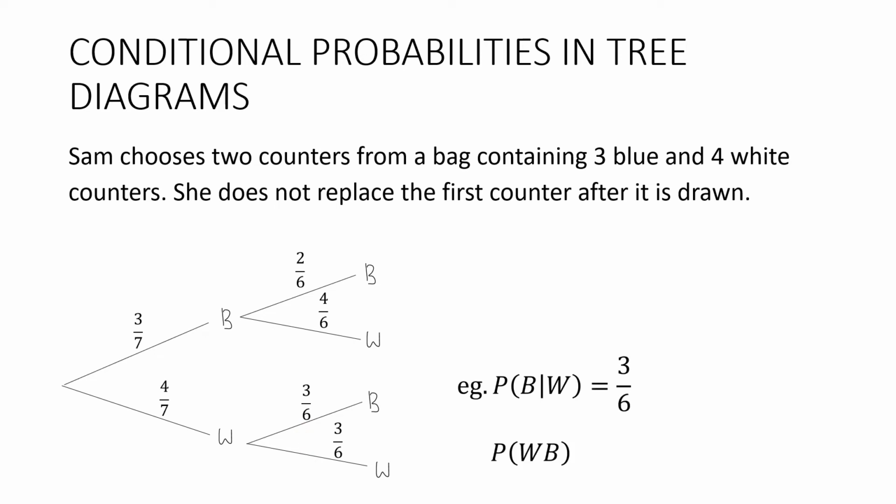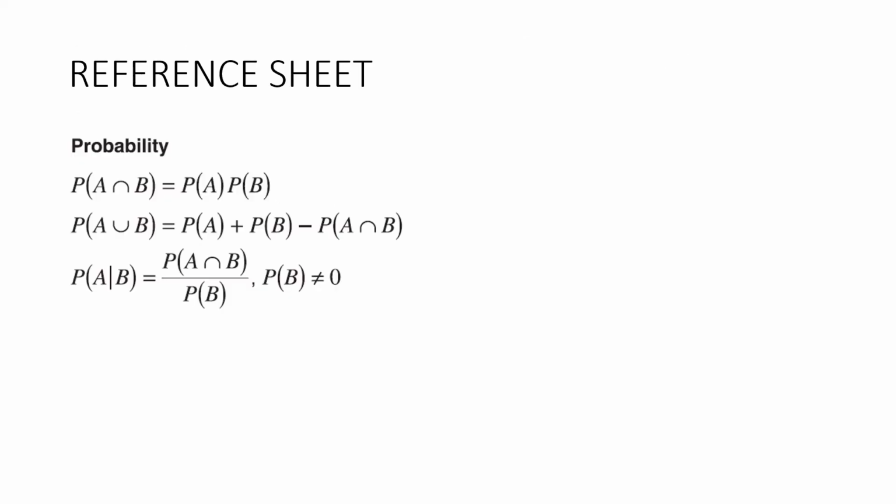Now it is different to the probability that she draws a white and then a blue, because in this case we would multiply these probabilities together. So we'd do 4/7 multiplied by 3/6, which is 2/7. And this is what you're given on the reference sheet. We have the rule for independent events, the addition law, and then we have the conditional probability formula.